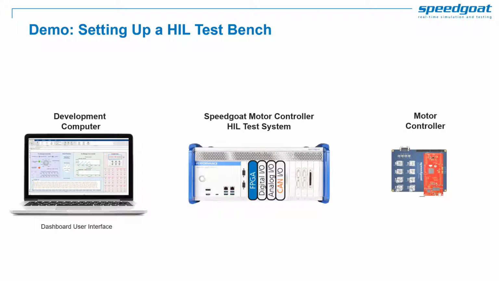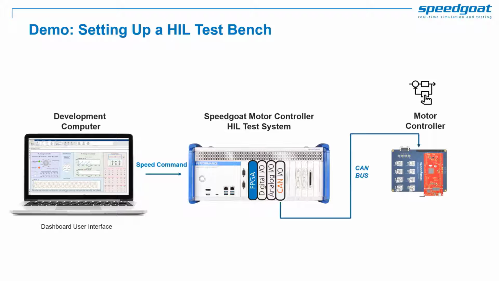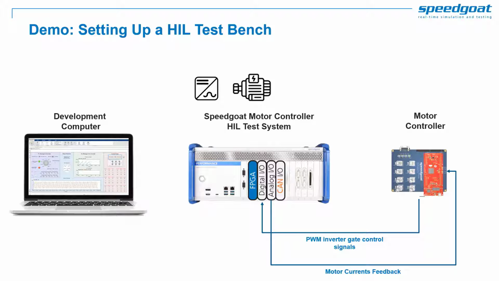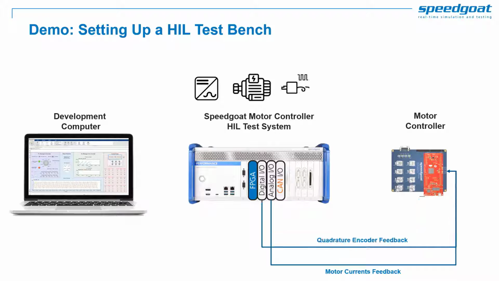We set the speed command for the motor in the Simulink dashboard, and it is sent to the controller through the CAN bus. The motor controller would calculate the PWM to control the motor. These signals are read through the digital input and control the gates of the inverter model deployed on the target machine. The motor electric currents are simulated in real time, converted to analog signals, and sent to the controller as feedback. Likewise, the rotor speed is converted into quadrature digital signals.